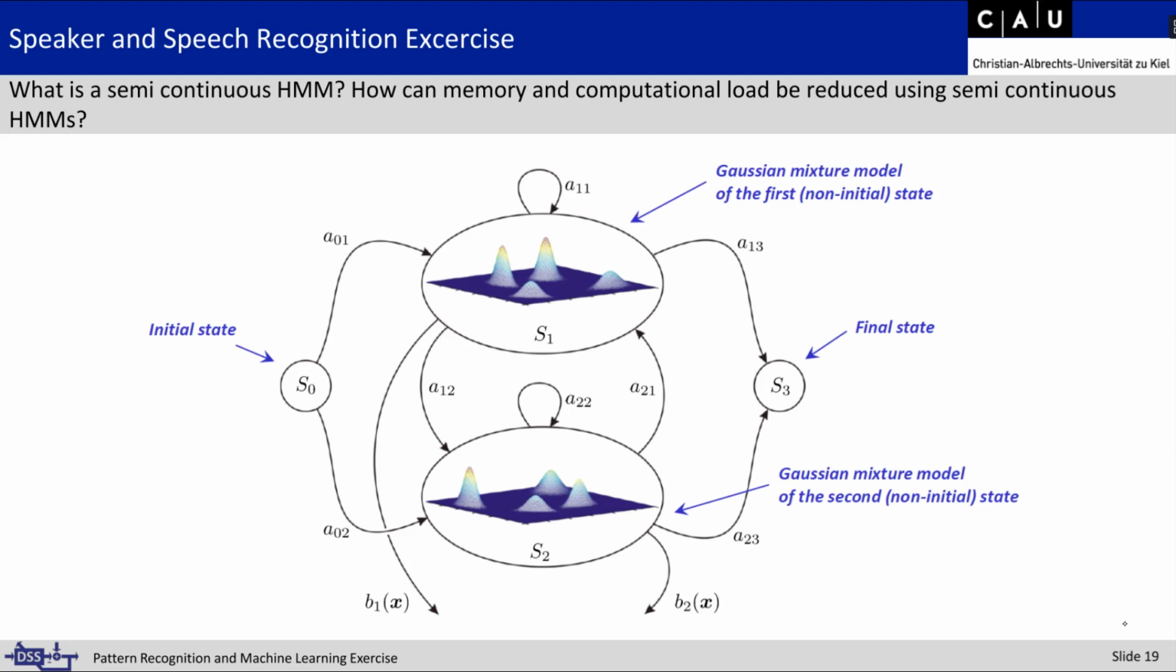How can memory and computational load be reduced using semi-continuous HMMs? For that, we can first look at the explanation of semi-continuous HMMs. A semi-continuous HMM is a model where we, for example, use only one Gaussian distribution instead of many Gaussian distributions per state. In this picture, for example, we have 4 states with the final and the initial state, but 2 normal states.